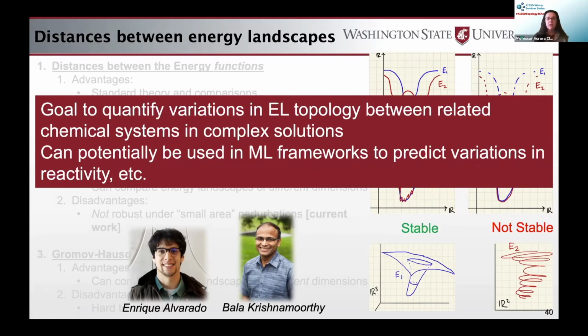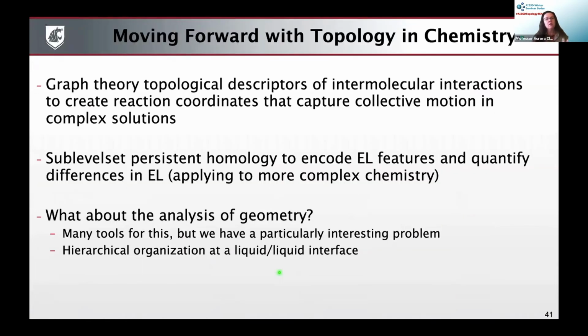And this is done in collaboration with my mathematics colleague, Bala Krishnamurthy at WSU, and we have a shared mathematics student, Enrique Alvarado. So I want to end with talking a little bit about moving forward with different concepts of topology and chemistry. You've seen here a bit about graph theoretical topological descriptors of intermolecular interactions, and we're really interested in using these to understand collective motions. You've seen some sublevel set persistent homology to encode energy landscape features and how we might quantify variations in energy landscape. But what about analysis of geometry?